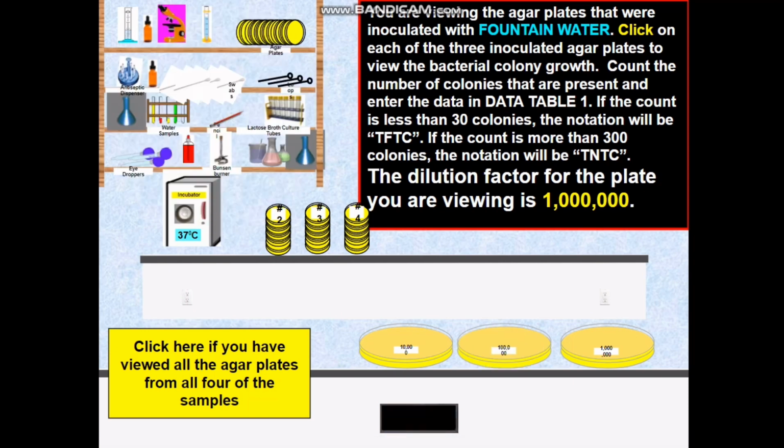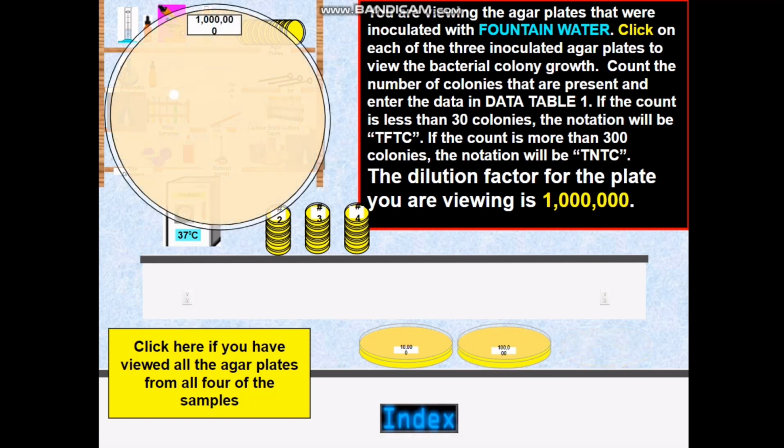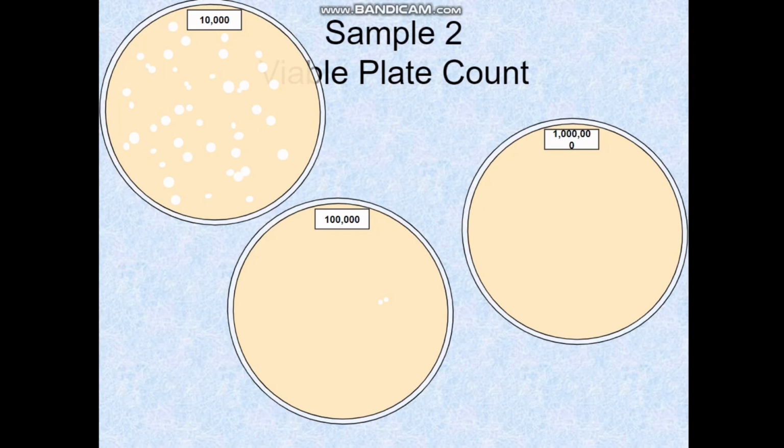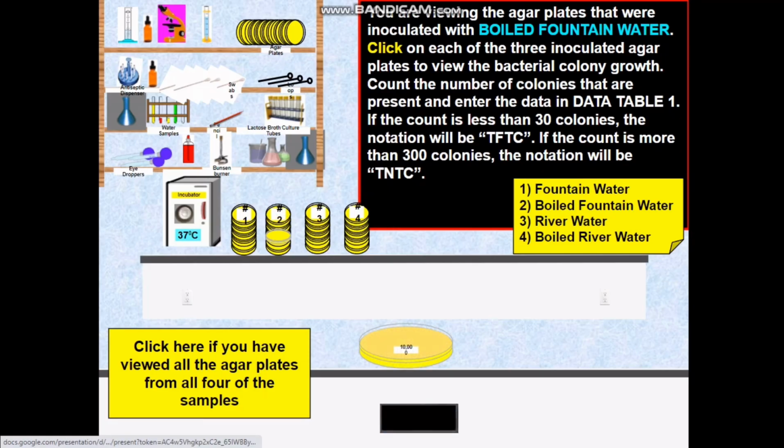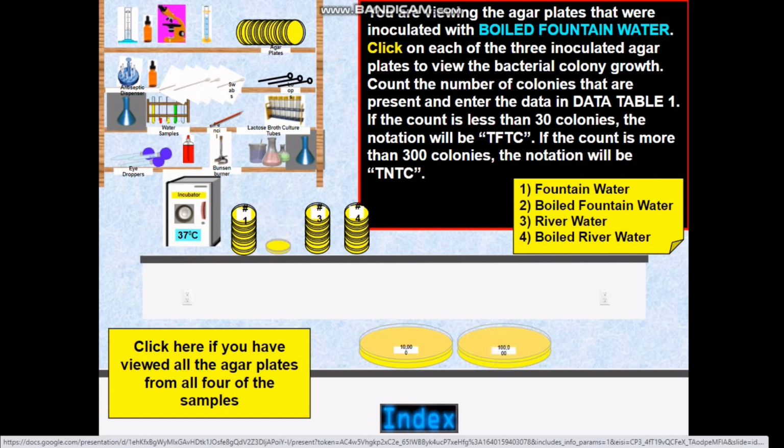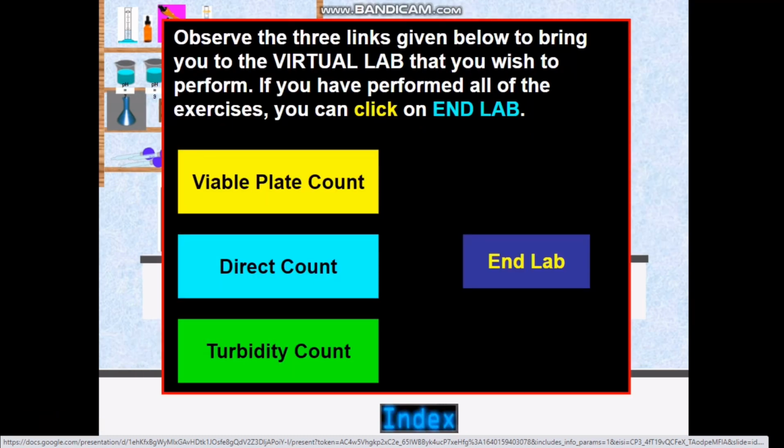Each sample has a different number of colonies. Like this one, the 1 million dilution has only 1 colony. So we will view all the plates and count, and record the results in the lab manual, in the lab report. That's all for the viable plate count.